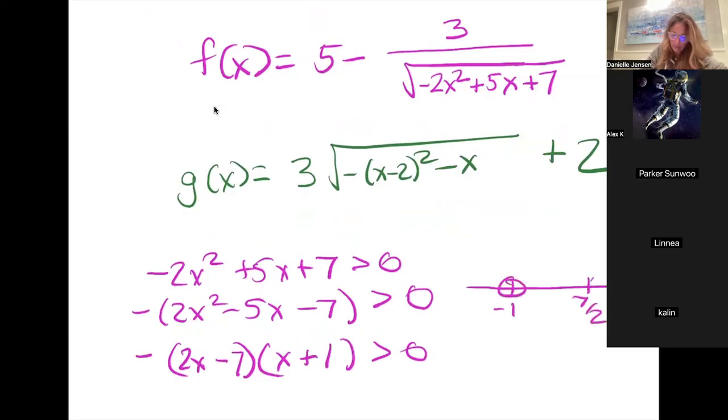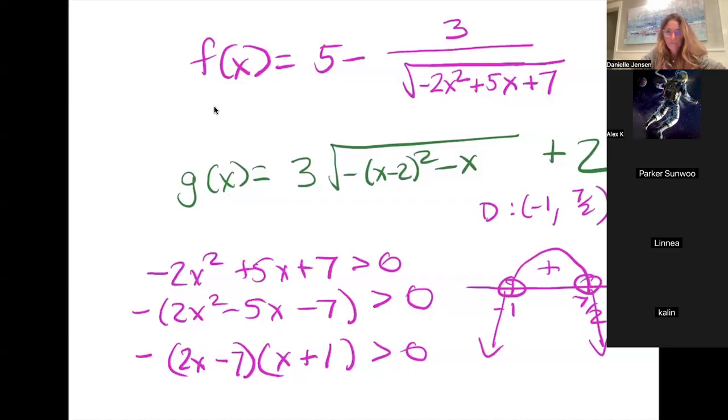And we don't want it to be equal to 0 in terms of what's part of my domain. It opens down. And so remember, we want the positive. So that's going to be between the two. So my domain, and this is for f, will be negative 1 exclusive to 7/2. And then kind of back to, hopefully we're seeing a pattern with a lot of these. So how do we do the range now?